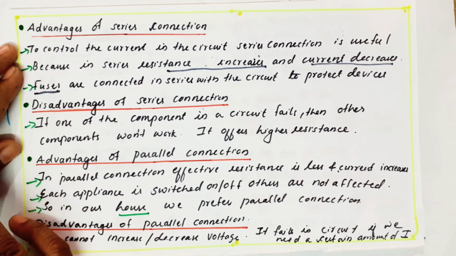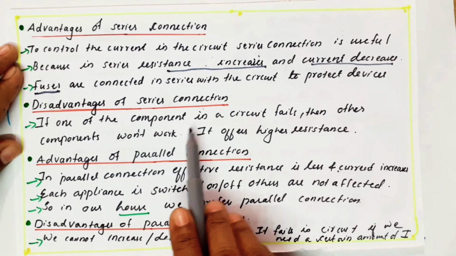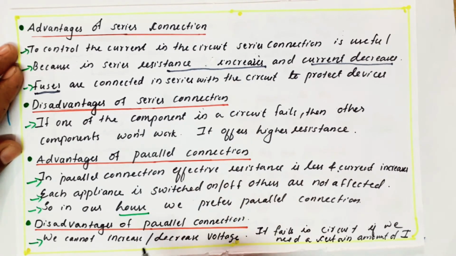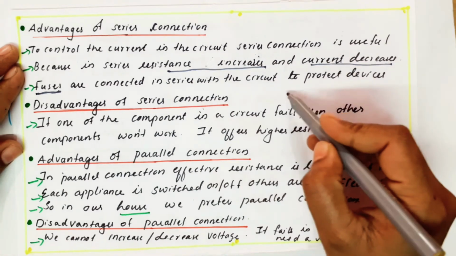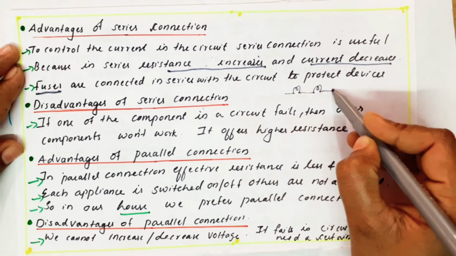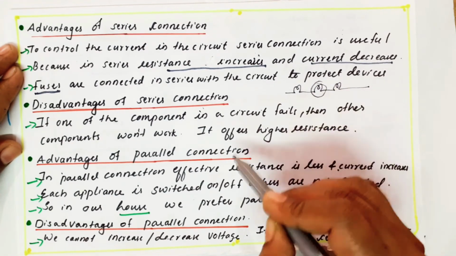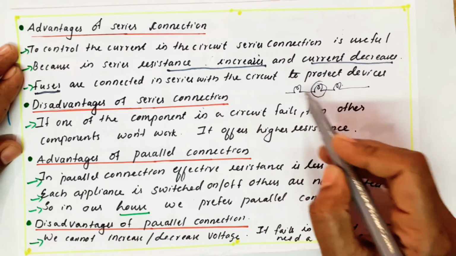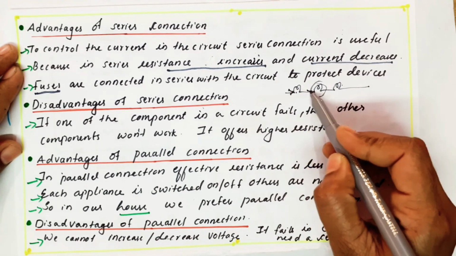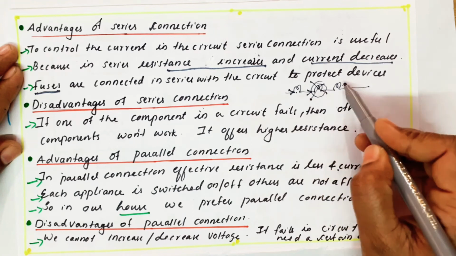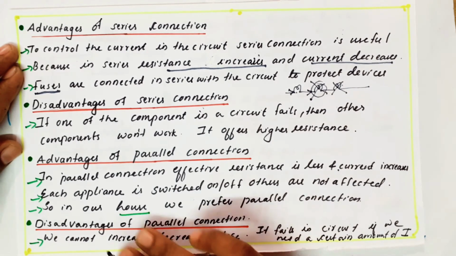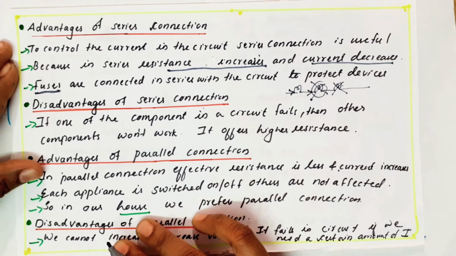But the disadvantage of series connection is, if one of the components in a circuit fails, then other components won't work. Have you noticed the serial bulbs when we are using them to decorate some parties? If one of the bulbs is getting damaged, the rest of the bulbs won't work because the current won't flow. For example, this is first bulb, second bulb, third bulb, like this. If this bulb is not working, this bulb also won't work, because the same current should go through the second, but the second is not working, so this also won't work. So that is a major disadvantage of a series connection.